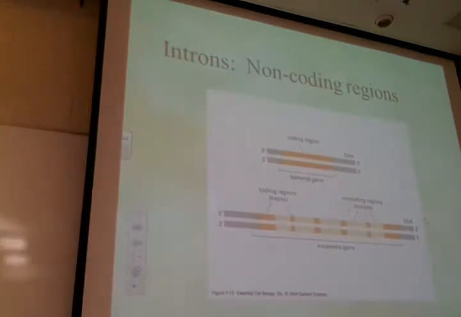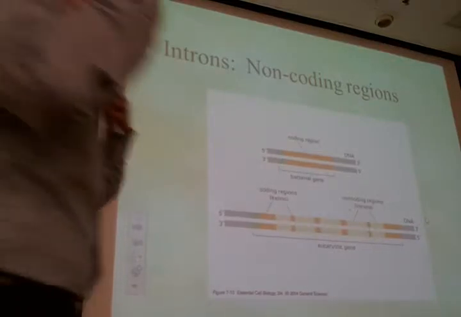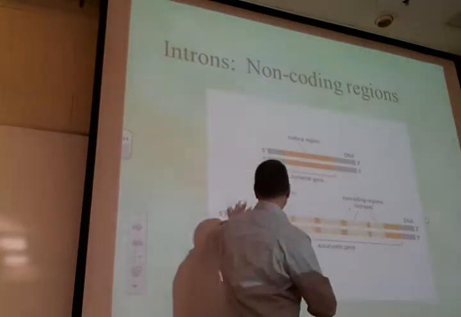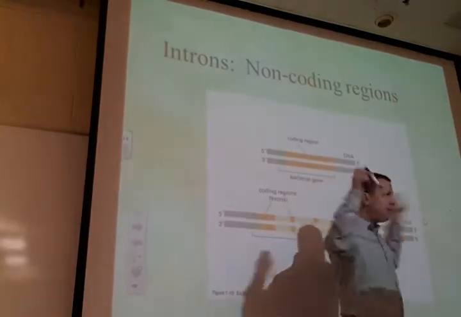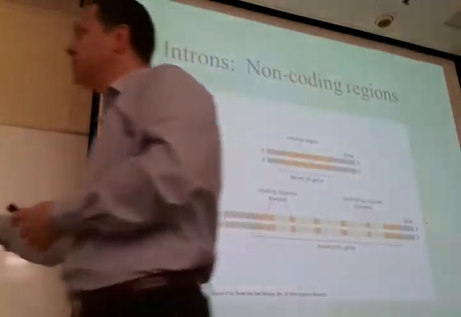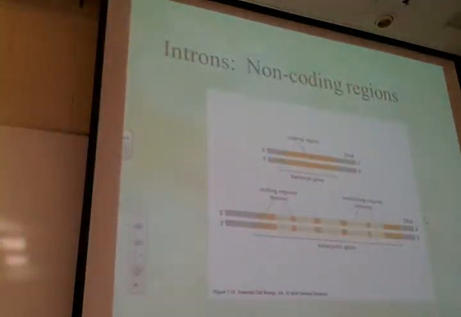And RNA polymerase can't tell the difference between the two. All RNA polymerase can do is just copy everything. So there's the promoter, there's the terminator, and everything in between RNA polymerase copies. So RNA polymerase cannot tell the difference between an intron and an exon.